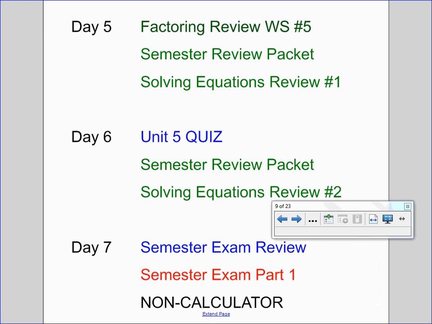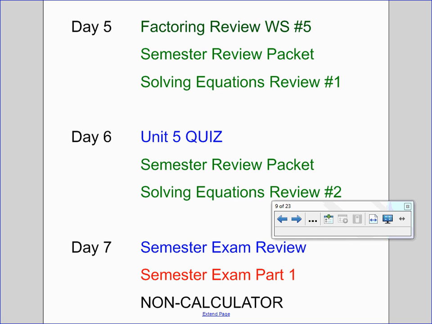Okay, ladies and gentlemen, let's look at our final days remaining in the semester. So, today is day 5. We're going to work on our factoring review worksheet number 5 after we do a couple problems together. You picked up the semester review packet on your way in, right? It's a big packet. We've organized it by unit, starting with unit 1. You don't have to complete the semester review packet before next class period. We just wanted you to have it before the weekend so everybody had over a week to work and prepare prior to your final exam.